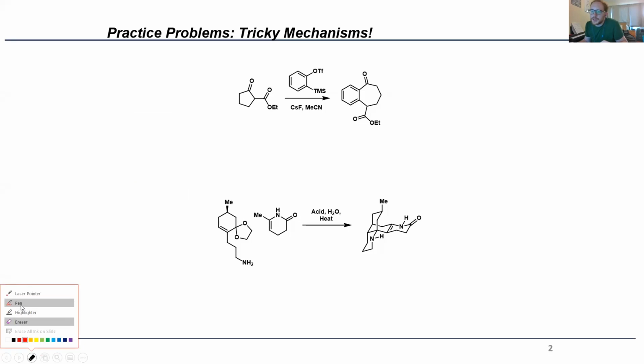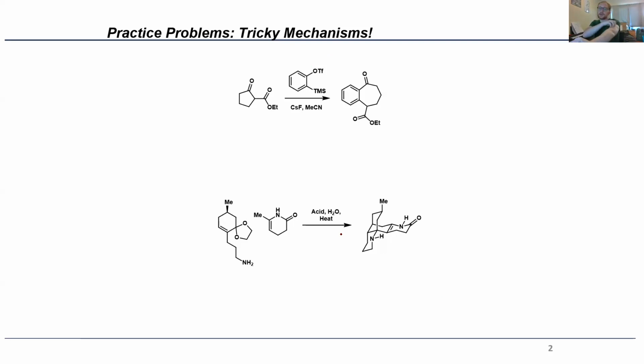Okay. So I think this next one is one of my great mechanism problems, but it is pretty challenging to see how these two building blocks come together under these acidic aqueous conditions. So what I want to dig into here a little bit is the way I would think about doing this problem, and go through my thinking in terms of problem solving.